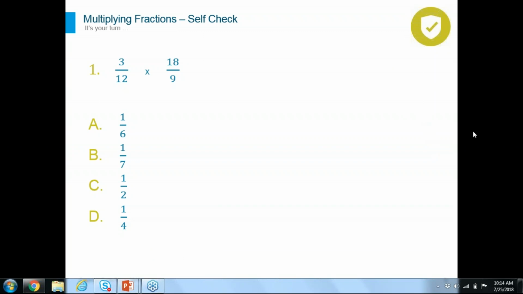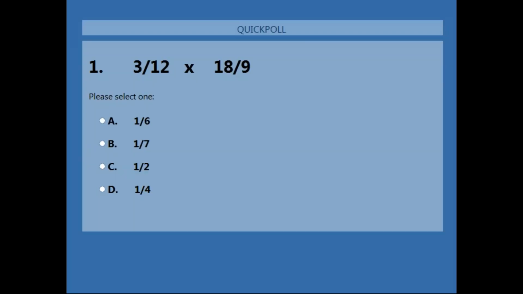Okay, so I'm going to change my screen, and you'll be able again to choose your answer and submit it. And here is the question, the same question, and here are the same answer choices. Which product is the right product for 3 over 12 times 18 over 9? Is it 1 over 6, 1 over 7, a half, or 1 over 4? I'm just going to wait for a few seconds for everyone to have a chance to submit their answers. Again, these are not graded.